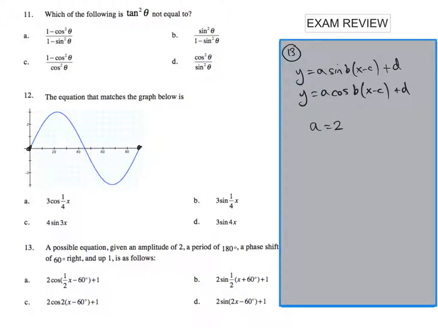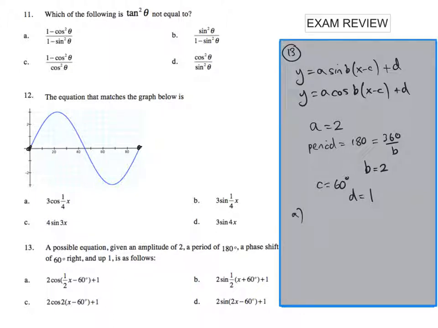The period of 180, therefore, that period equals 180 will be 360 divided by b. That means that b must be 2. Phase shift of 60 degrees to the right, so c is 60 degrees. And we know that d is up 1, so d equals plus 1. And we take each one after another.